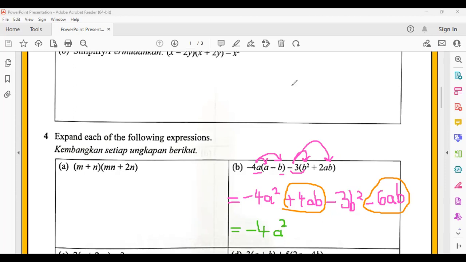Now, tell me, girls, put in chat, what happens when I have positive 4 minus 6? What do I get? Very good. So it's negative 2ab. Don't forget the ab, yeah? And then minus 3b squared. That's how you do this.